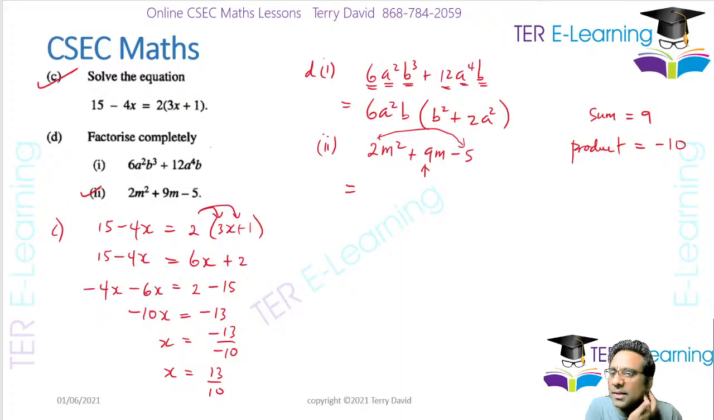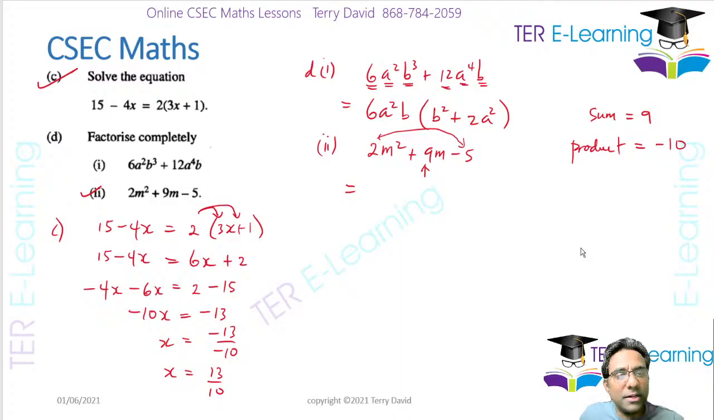So tell me, what two numbers am I looking for here? The sum has to be 9 and the product has to be minus 10. Alright, I see some of you already factorized it. You have to be careful how you're choosing the numbers. I see minus 1 and 10, I see 10 and minus 1. Alright, it's the same thing.